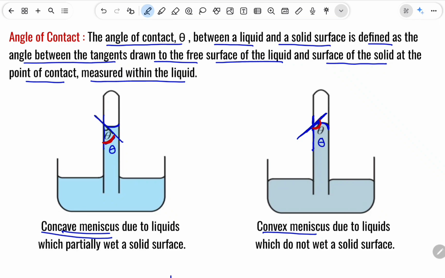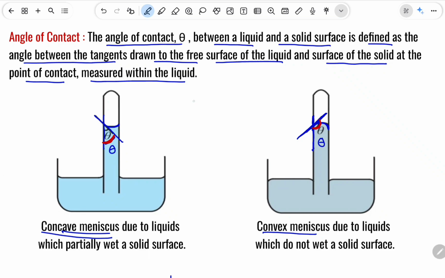So, to measure the angle of contact, we first draw tangents to both the liquid surface as well as solid surface. After drawing the tangents, we measure the angle between the tangents while keeping in mind that the angle should always be measured within the liquid. Once we get this angle, that angle is nothing but angle of contact.